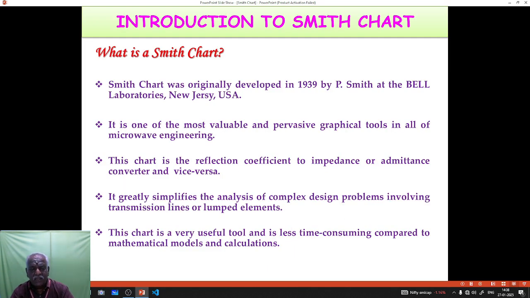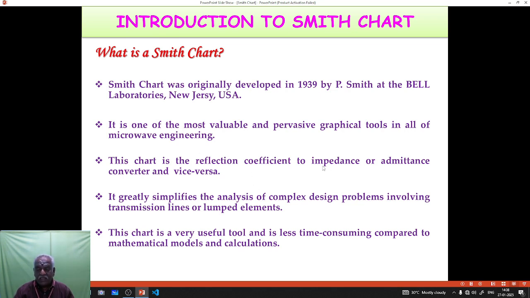What is a Smith chart? The Smith chart was originally developed in 1939 by Smith at the Bell Laboratories, New Jersey. It is one of the most valuable and pervasive graphical tools in all microwave engineering problems. The chart is a reflection coefficient to impedance converter, or reflection coefficient to admittance converter, and vice versa.